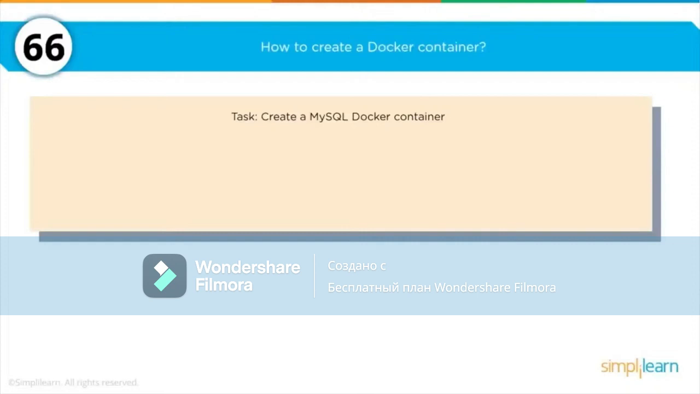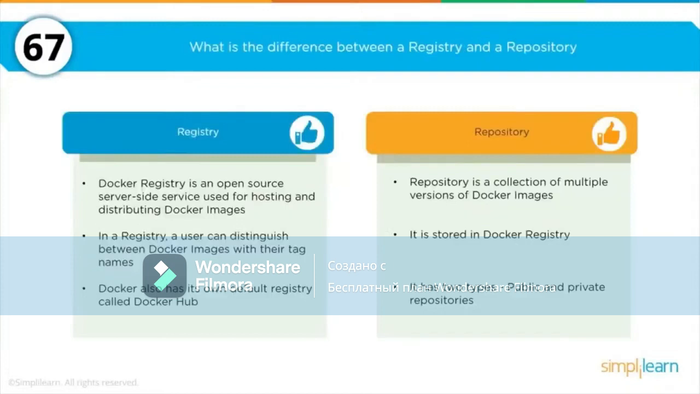So what is the difference between a registry and a repository? Let's go through that. The Docker registry is an open source server-side service used for hosting and distributing Docker images, whereas a repository is a collection of multiple versions of a Docker image. In a registry, a user can distinguish between Docker images with their tag names. Docker also has its own default registry called Docker Hub. A repository is a collection of multiple versions of Docker images, and it is stored in a Docker registry.